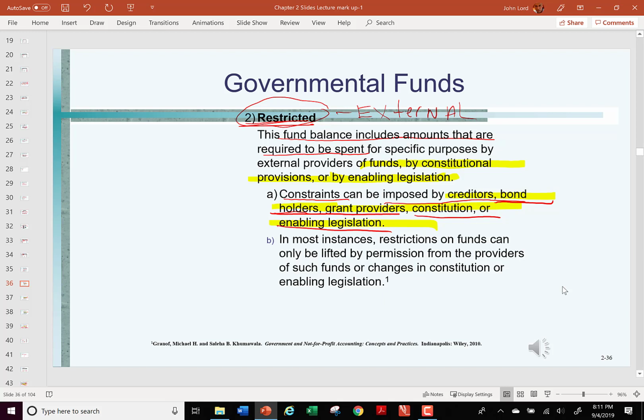Okay, so what are our categories of restriction? We have bondholders, essentially. Debt, right? Creates a restriction. The external grant causes a restriction, and enabling legislation causes a restriction, right?